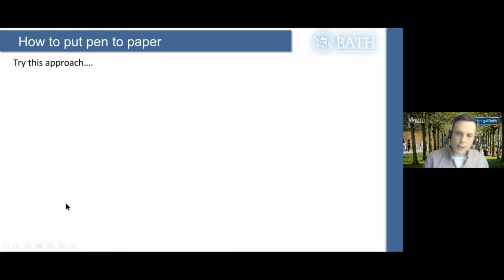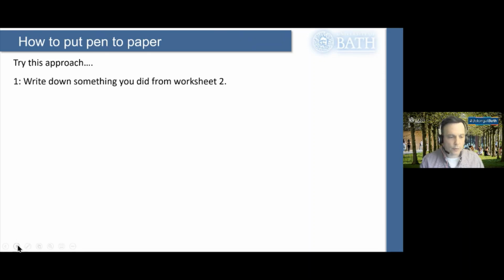So what I would suggest you do is simply write out a sentence from worksheet 2. First of all, write something down, but write it as a sentence. I took part in a geography field trip, part of my A-level.